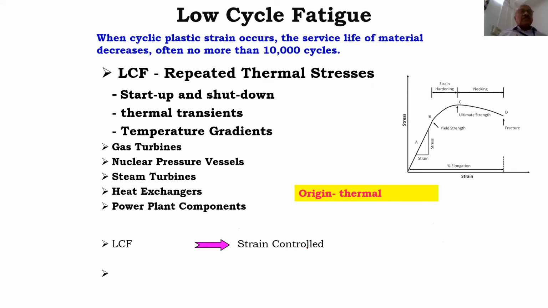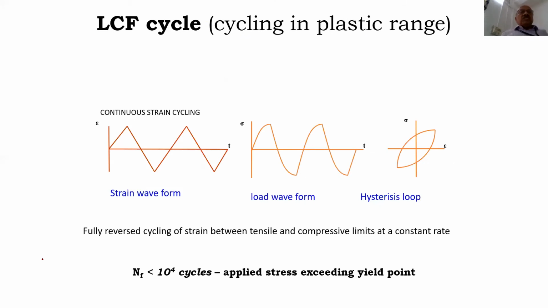So the number of cycles to failure is less, but there is a lot of stress generated, mostly of thermal origin, thermal cycling. For example, startup and shutdown, or a change in the power. All those things can lead to thermal stress, and this thermal stress can correspond to a large amount of strain. So it is a strain controlled deformation. This is how it looks: you are cycling between two strains, plus epsilon and minus epsilon. So this is a strain waveform.